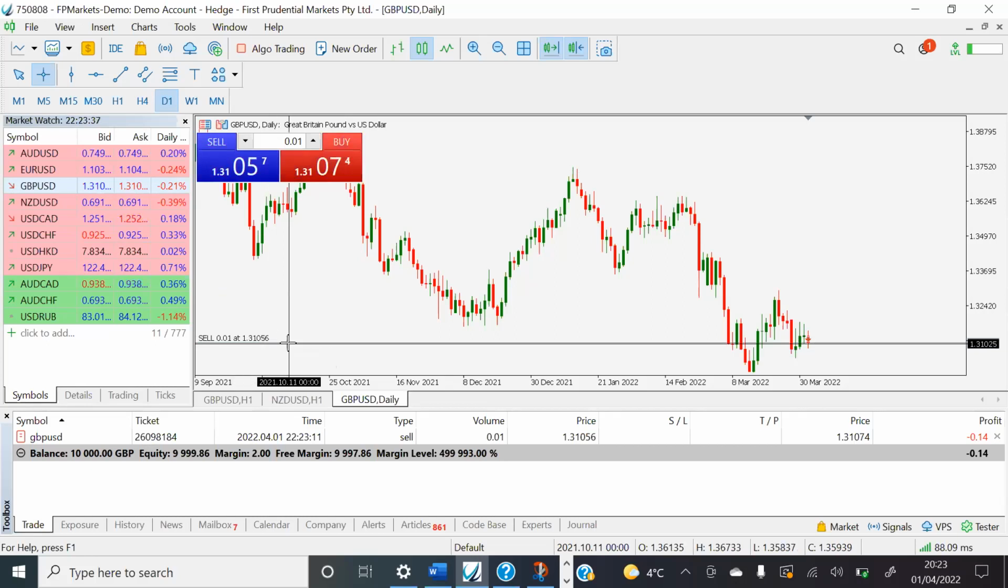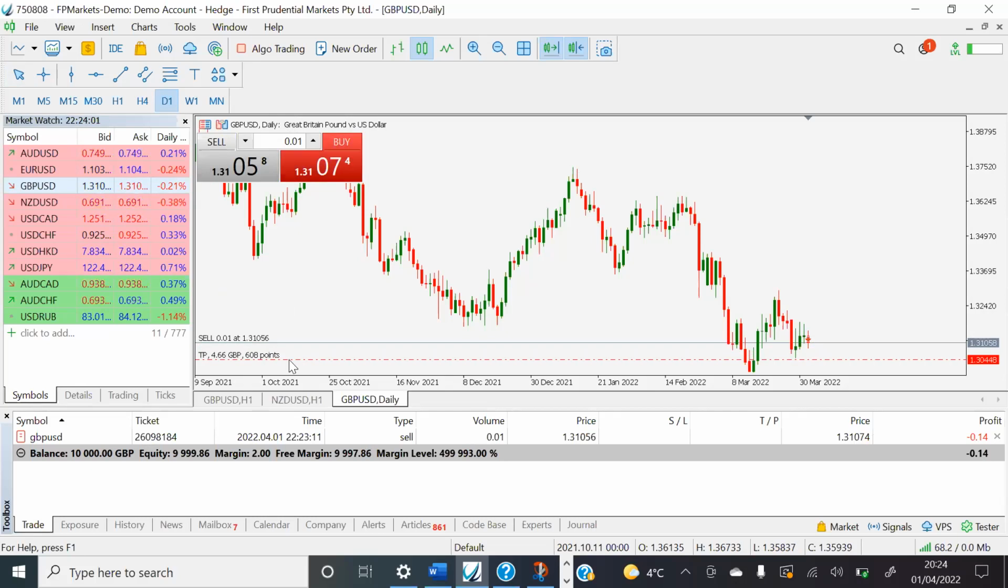Now I want you to left click on that line, on the chart, and pull down. Hold down now. Yeah, that's it. Can you see? That's the profit you would make if the market goes down any further.